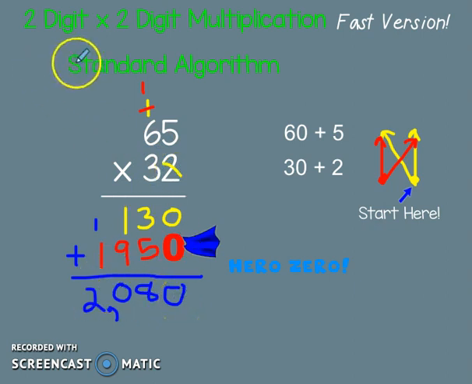And that's how you do two-digit by two-digit multiplication using the standard algorithm.